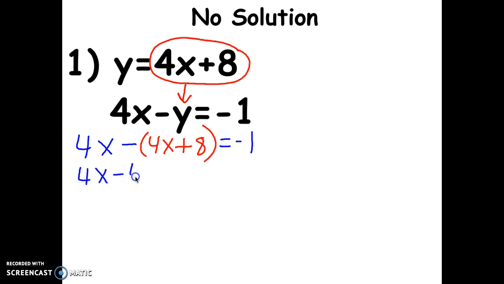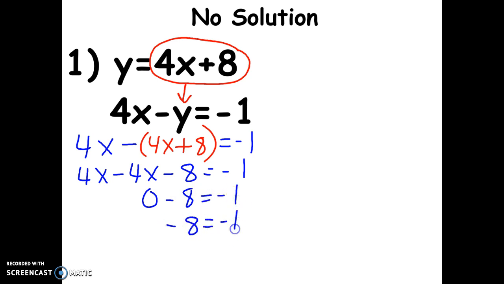So 4x minus 4x minus 8 equals -1. 4x minus 4x gives us 0. Bring everything else down. And we're left with -8 equals -1. Because -8 does not equal -1, the answer is no solution. Okay, simple enough.